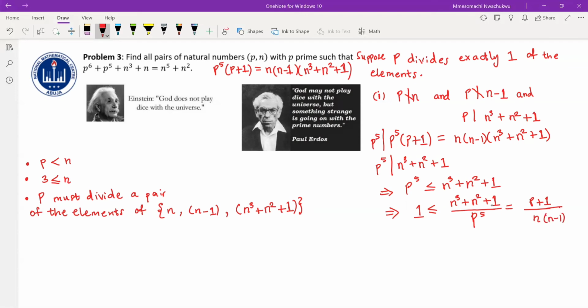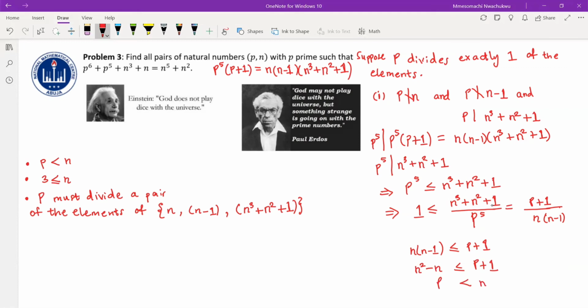Okay, so what does this imply? This implies n into n minus 1 is less than or equal to p plus 1. Here we have n squared minus n less than or equal to p plus 1. Okay, but recall we already have p is less than n.